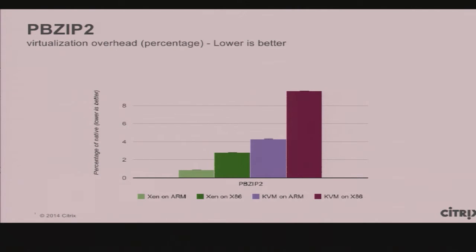The second benchmark I ran is PBzip2, a parallel implementation of bzip2, so it's software compression. I measured the time to compress a 4 GB movie with bzip2. Again, Xen on ARM is about 1% overhead, Xen on x86 is 3, KVM on ARM is 4, and KVM on x86 is 9. So it's about the same picture as before.